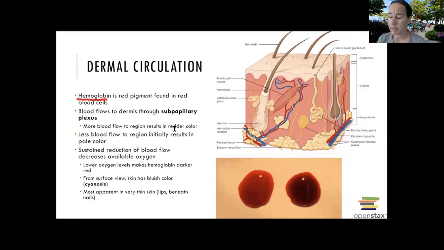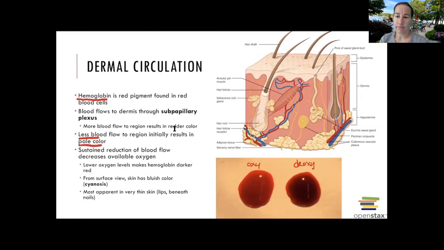So we can see in this picture here, we've got bright red oxygenated blood on this side, and then we have darker deoxygenated blood. That oxygen has been pulled off because we need oxygen for aerobic respiration. All of our cells are undergoing cellular respiration, and so they'll pull the oxygen off and it'll become darker. So deoxygenated blood is darker, the bright red blood is the oxygenated blood, and that can affect the coloration of your skin. Less blood flow is going to initially be a pale color.